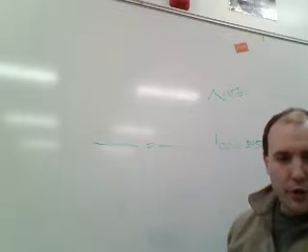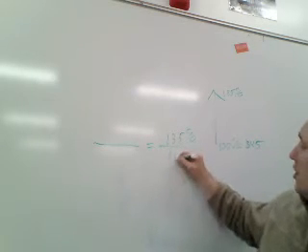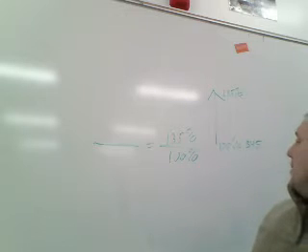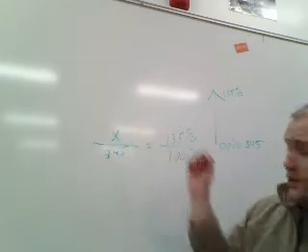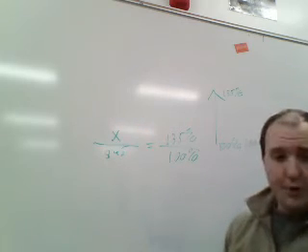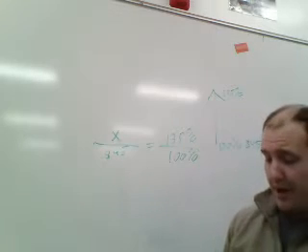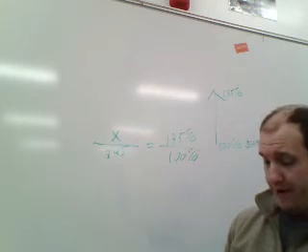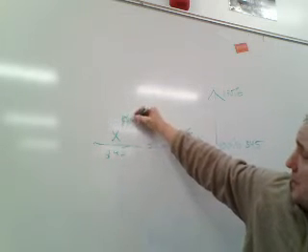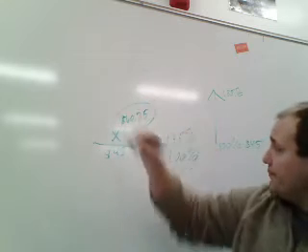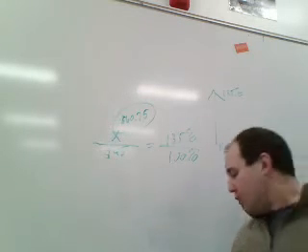So when I set up my ratios, my percent's going to be 135 over 100%, and then the $45 has to go on the same side as my 100, and that's x right there. Okay, so I multiply and divide. I take 45 times 135 and divide that by 100, and I get $60.75. Okay, now next one.